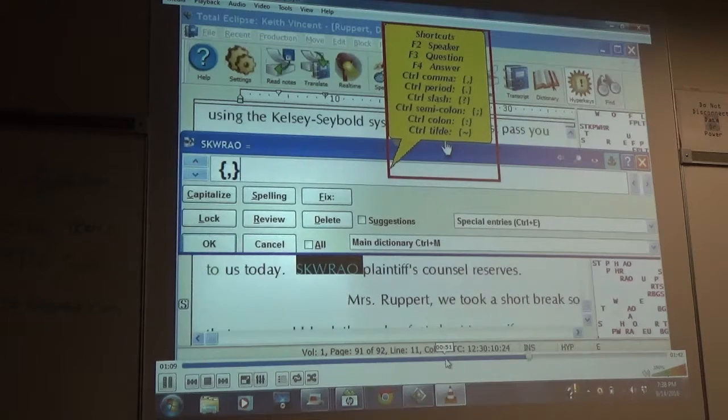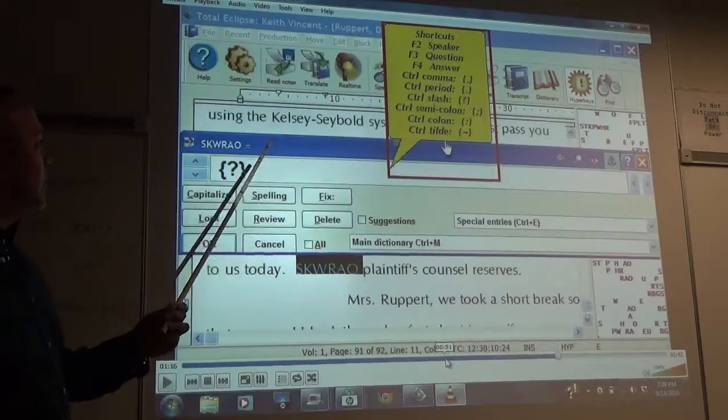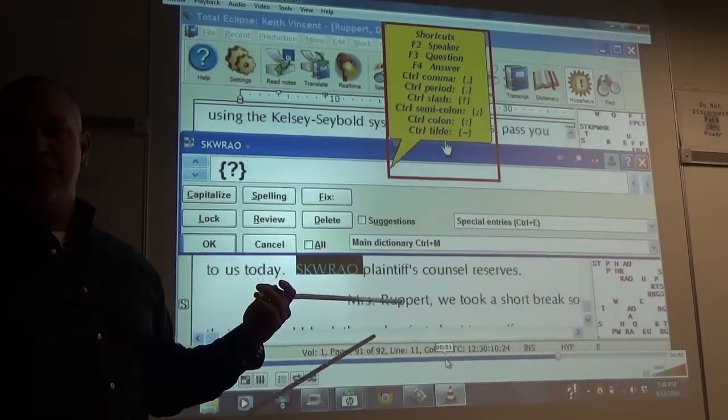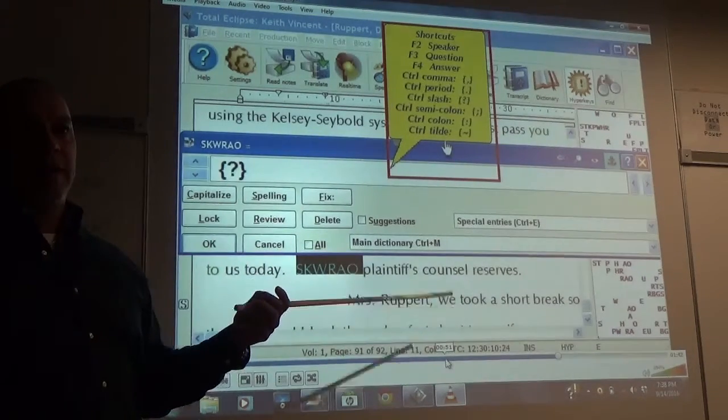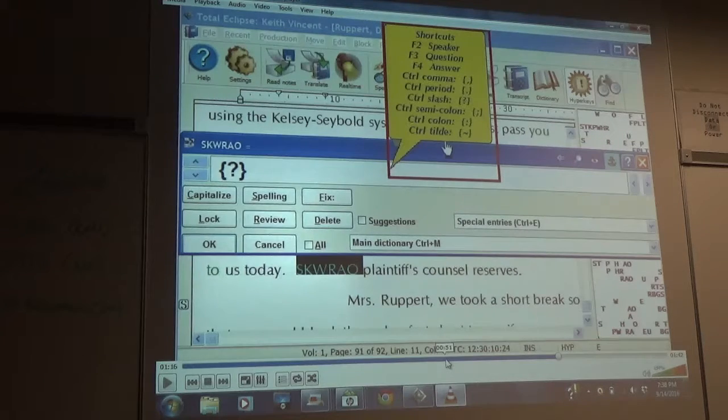Likewise, Control, period. For a quick question mark, press Control slash. Control slash is the question mark, okay? That's the only reason he said Control slash. If you look down at your question mark, there's a little slash right there. Got it. That's why he said Control slash. Semicolon and Control colon, which would involve the Shift key. Control tilde inserts the symbol for a lock space.